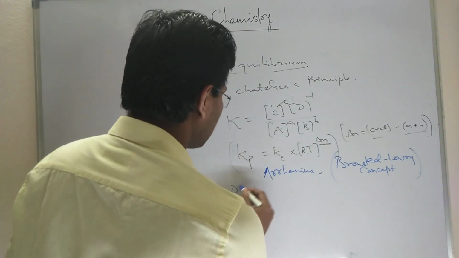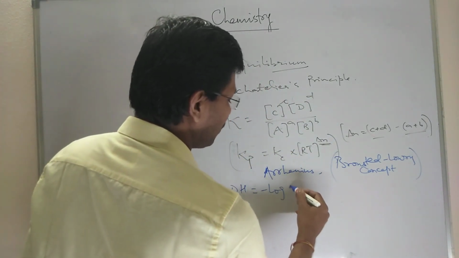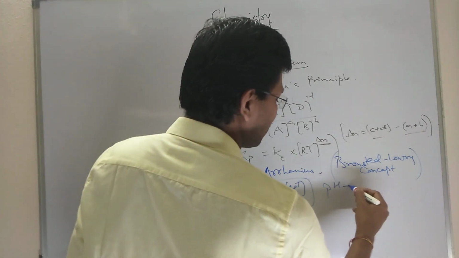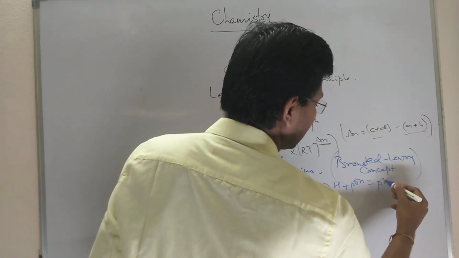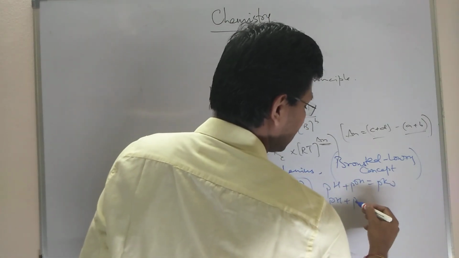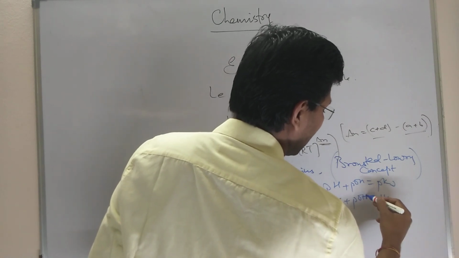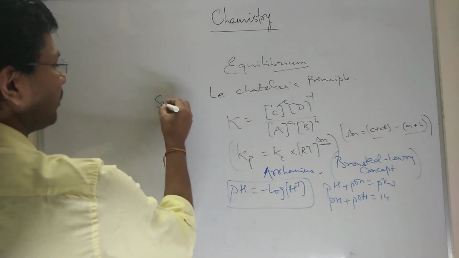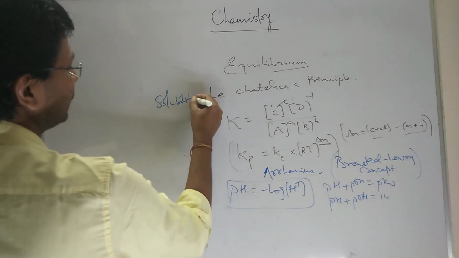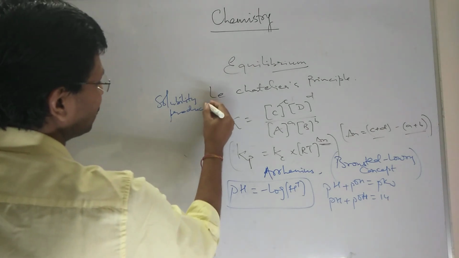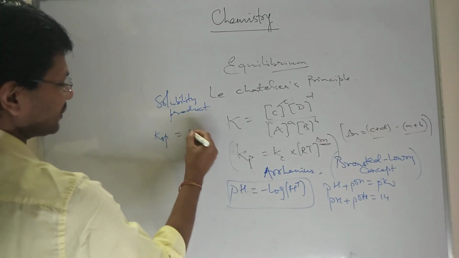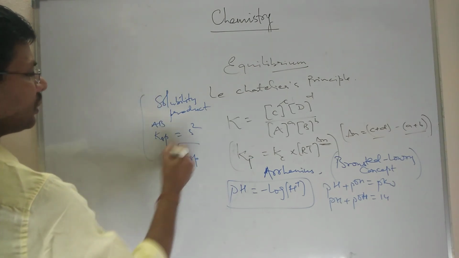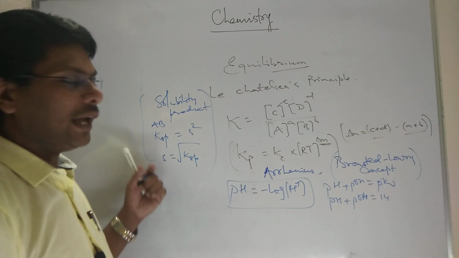Similarly, they can ask you questions based on pH. pH equal to minus log H plus ion concentration in moles per liter. They can ask you pH plus pOH equal to pKw, that is pH plus pOH equal to 14. Similarly, they can ask you Ostwald dilution law. They can ask you questions based on solubility product, like for an AB type salt, Ksp is equal to S square, or S is equal to root under Ksp. This is for an AB type salt. For different salts, there is a different formula for solubility and solubility product.